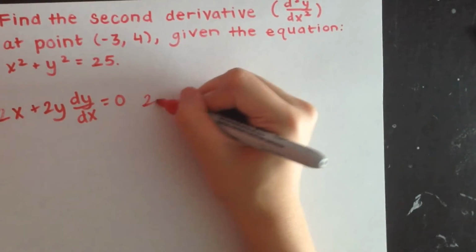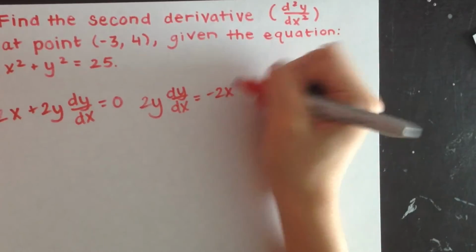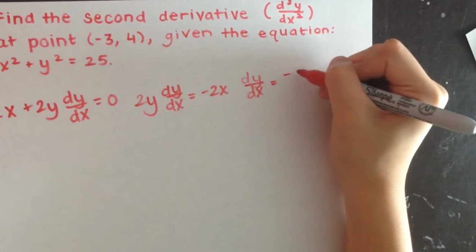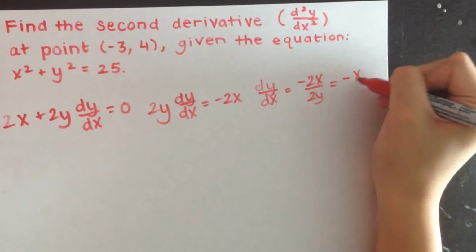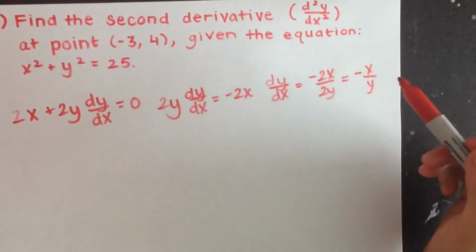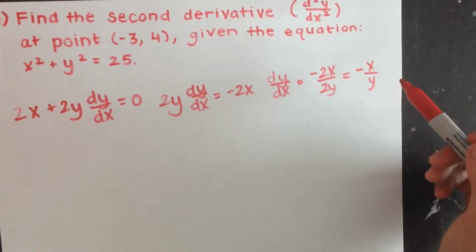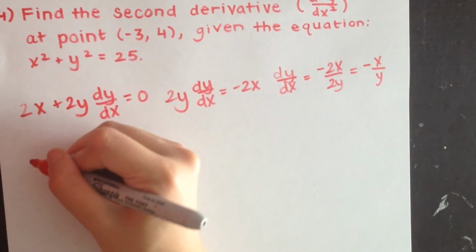Bring this onto one side. 2y dy over dx is negative 2x. Divide by 2y on both sides, which gives you negative 2x over 2y, which is the same thing as negative x over y. So this is your first derivative equation. And in order to find the second derivative, you just derive this implicitly as well.